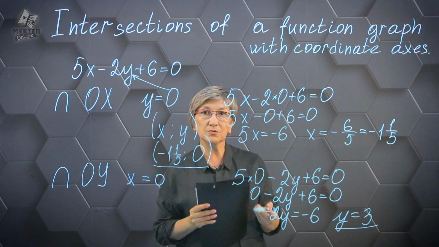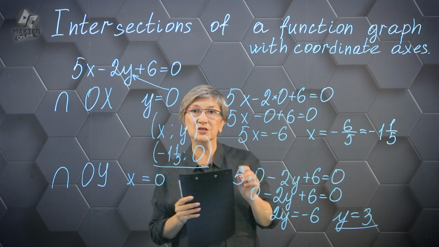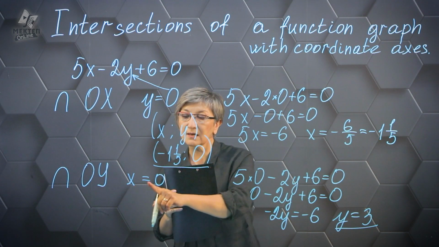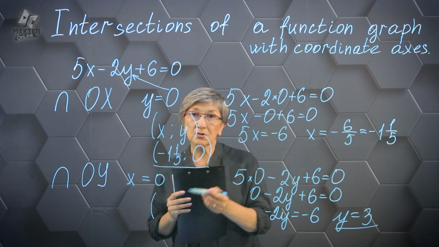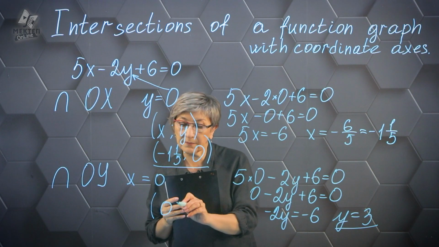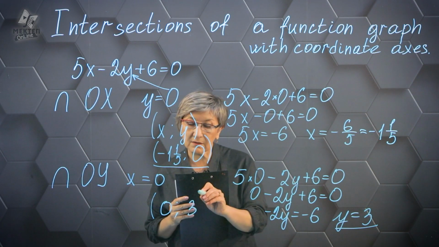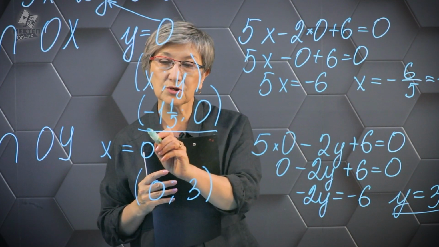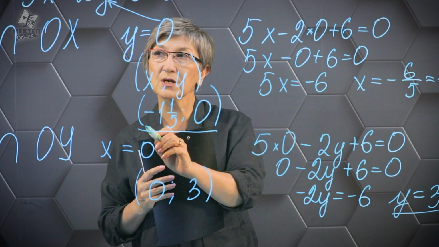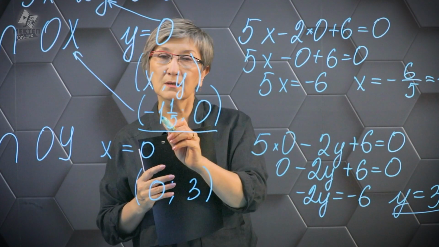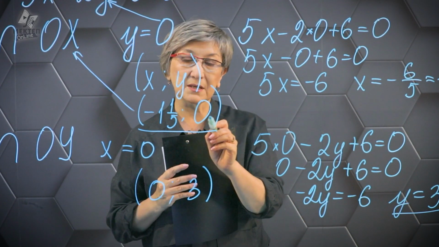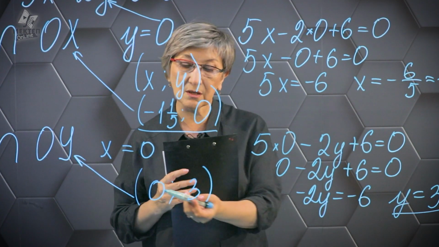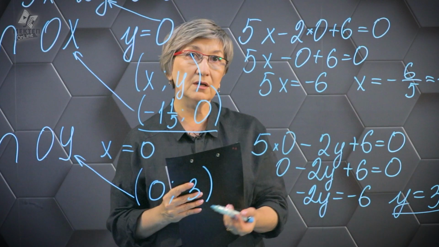Now let's record the intersection point of our linear function's graph with the y-axis. If we set the value of x to 0, then I write the coordinate as 0, and for y, it equals 3. We solved this problem and found the coordinates of the point where the graph of our function intersects the x-axis, which is equal to negative 1.2, 0, and the coordinates of the point where the graph of the function intersects the y-axis. And this point has coordinates 0, 3.